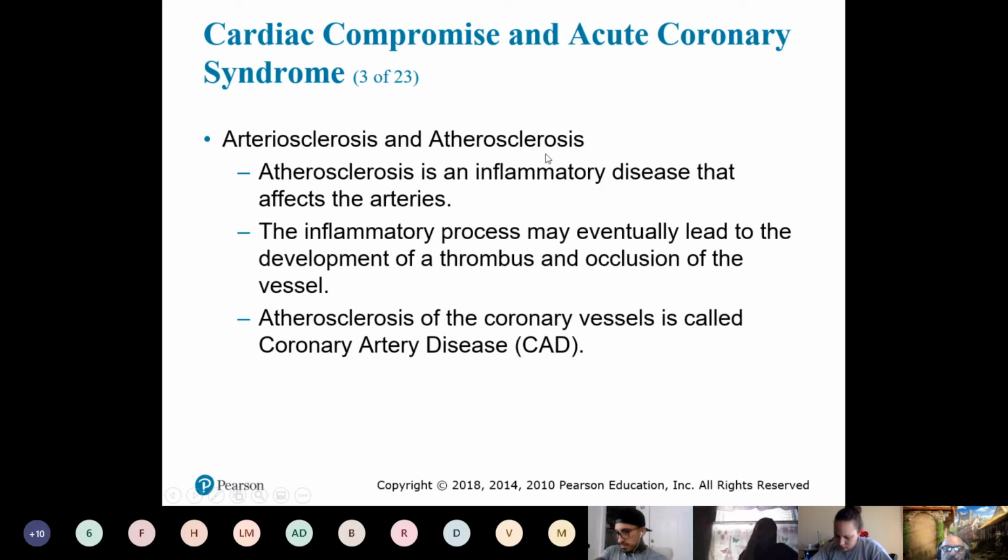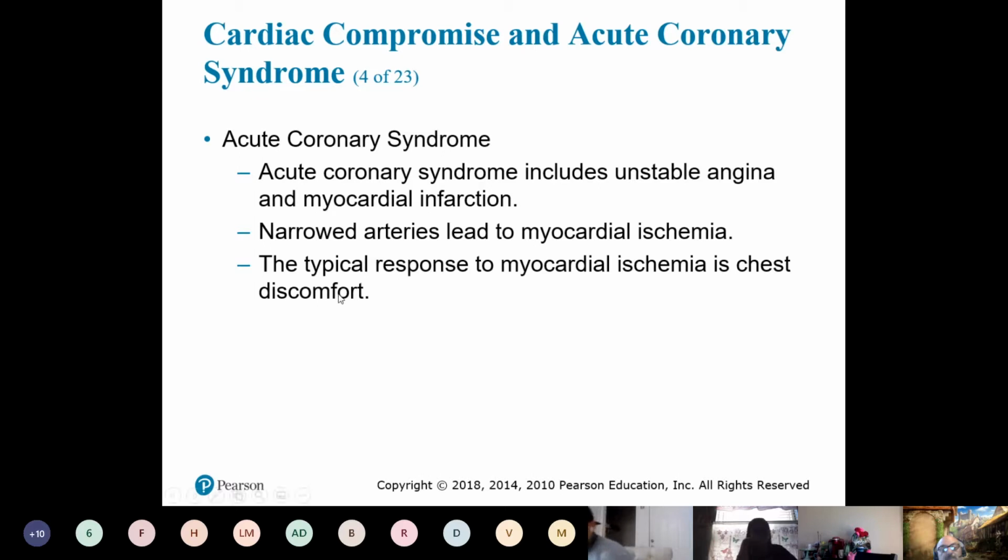So we talked about atherosclerosis, and then arteriosclerosis also, that's where it's within, not the lumen, within the walls of the arteries. Okay.